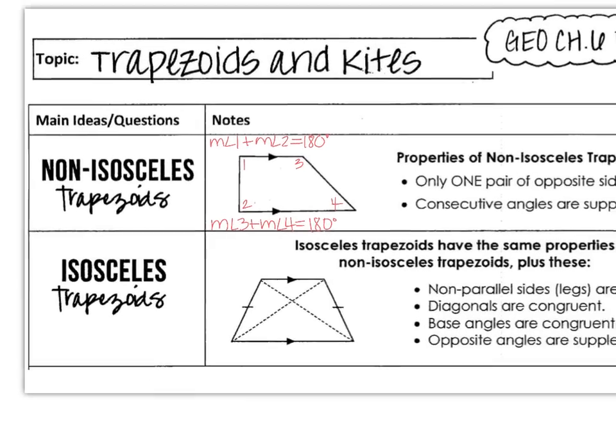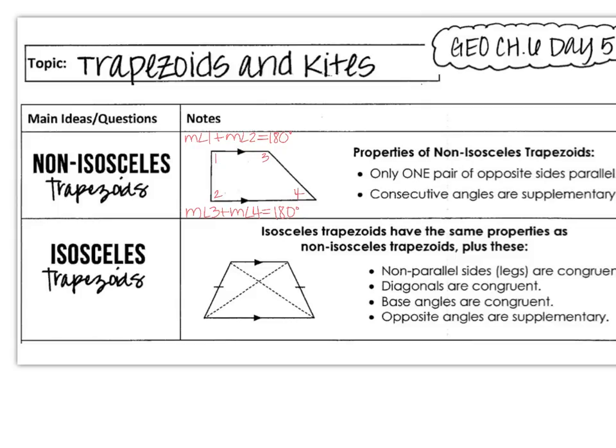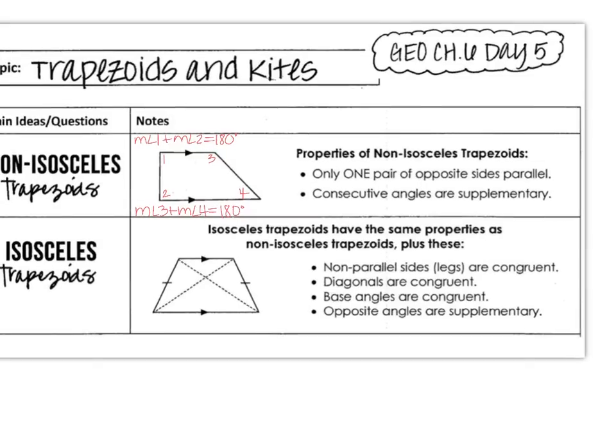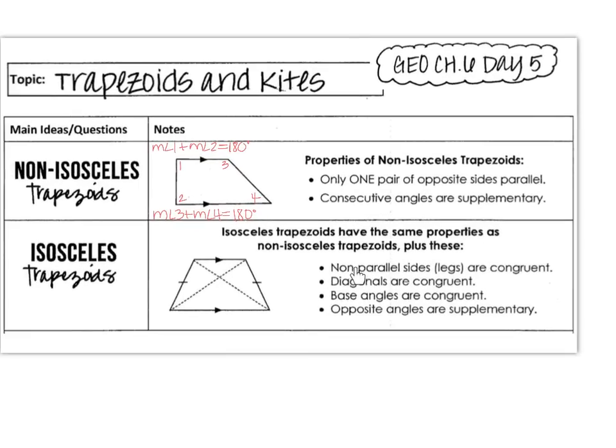Now, if we're talking about isosceles trapezoids, an isosceles trapezoid, which looks like this, has all the same properties as non-isosceles trapezoids. So one pair of opposite sides parallel, consecutive angles supplementary, and it has these additional properties. In an isosceles trapezoid, we also say that the non-parallel sides, or the legs, are congruent. Just like an isosceles triangle, right? The two legs are congruent.